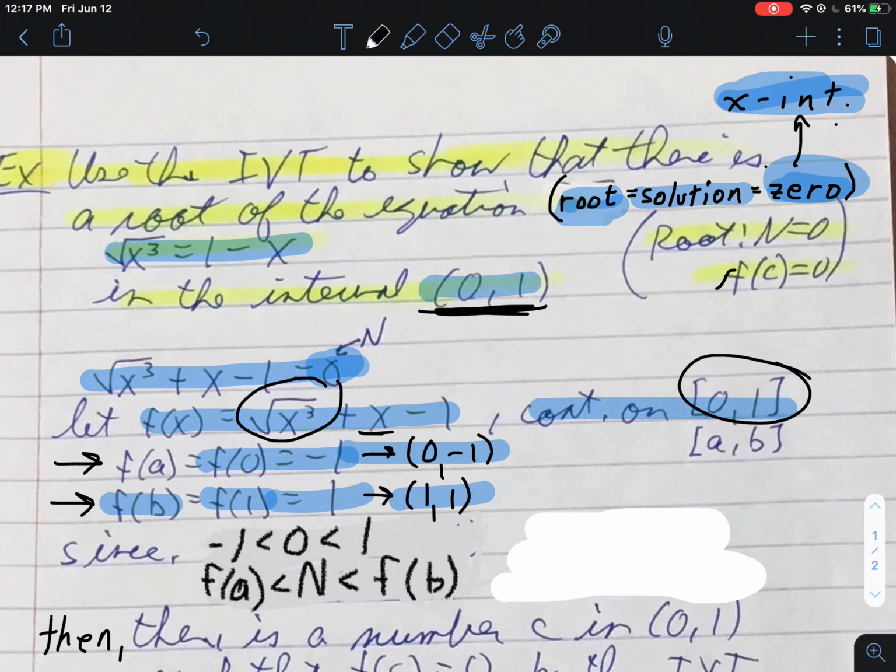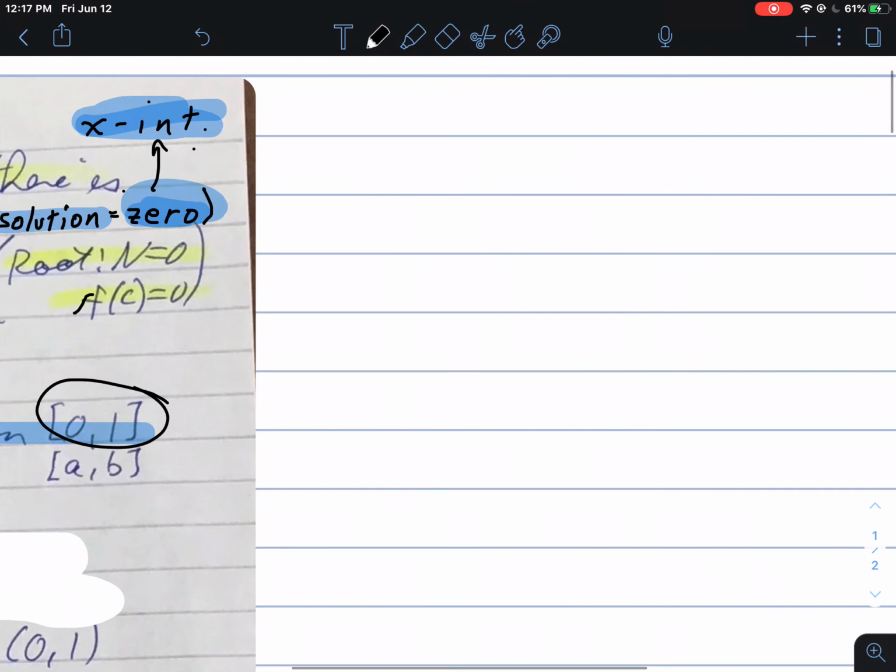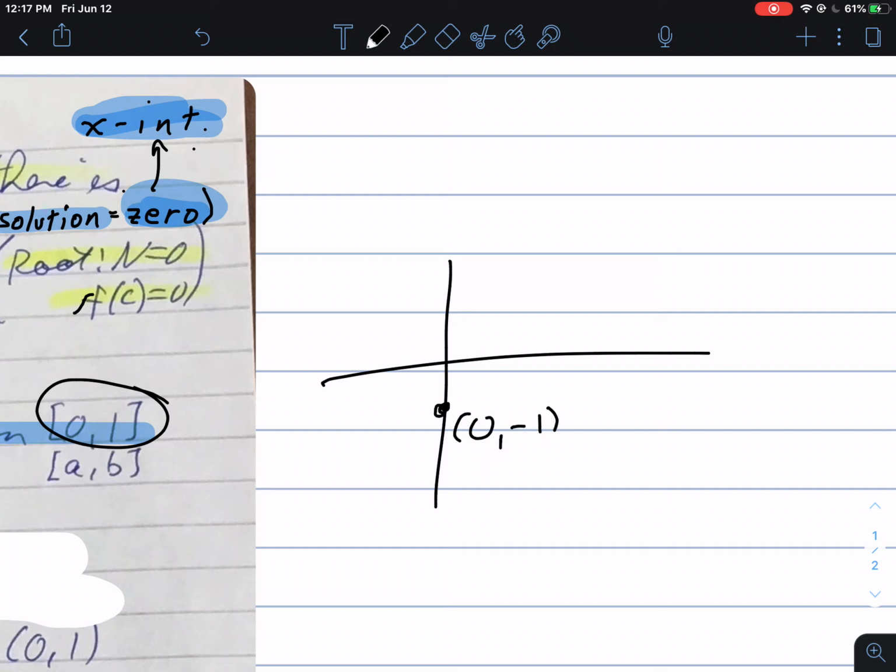And this is how the IVT works. See where I want to put this. Whatever the graph of this function looks like, we've just proven, or we've just shown, that there is a point at 0, negative 1 on the graph of that function. We've also shown that there is a point at 1, 1.